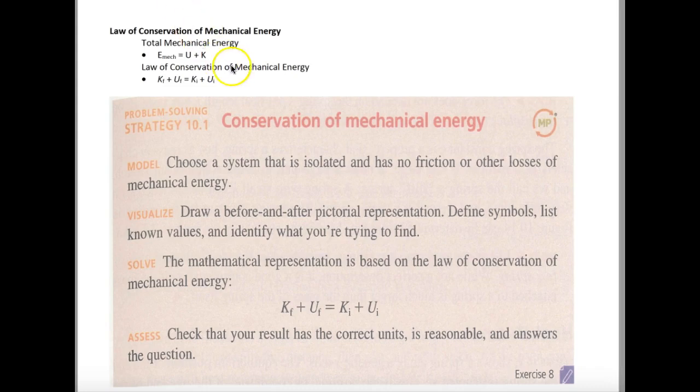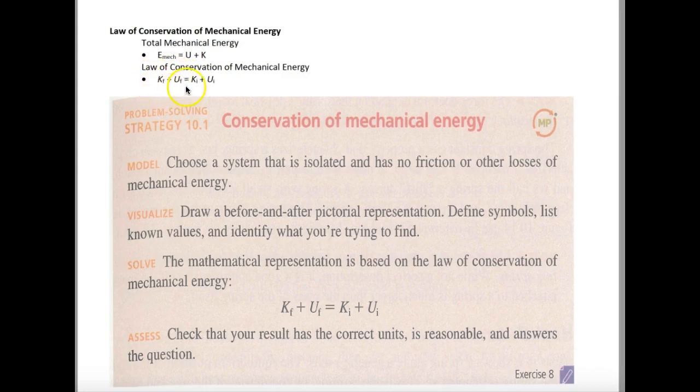So the law of conservation of energy, you already kind of know what this is. The total mechanical energy is equal to the sum of all the potential energies plus the sum of all the kinetics. So remember, potential energy could be gravitational potential, it could be spring potential. Kinetic energy could be just linear, which we also call translational. It also could be rotational kinetic energy. So here's the full law.